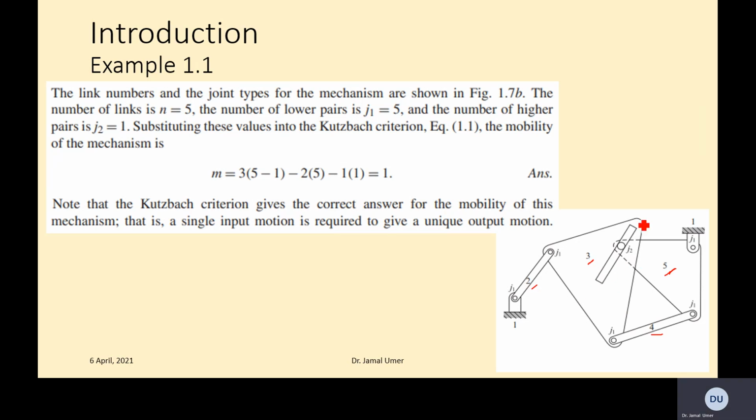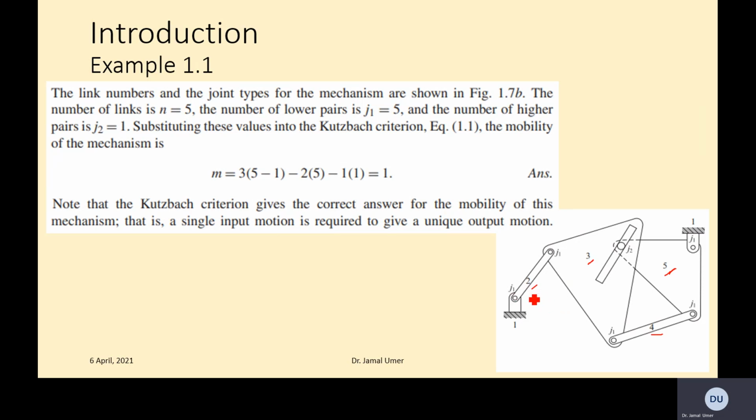Just don't confuse this one. This is not one of the links. This is basically a slot within link 3. It's hollow, and there is a joint here which slides over it. The link numbers and joint types of the mechanism are shown in figure 1.7b. The number of links is 5. The number of lower pairs, J1, is equal to 5. Let's find the J1. So this is J1.